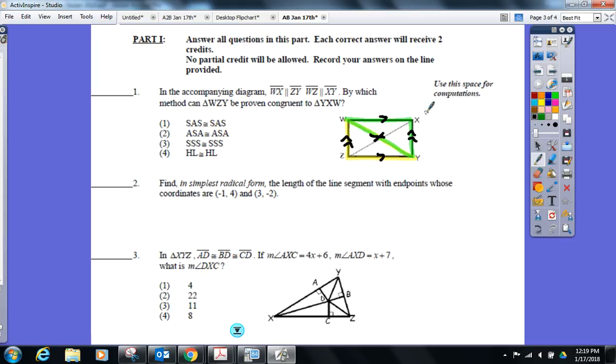Anybody see those special types here? There's alternate interior. Name a pair of alternate interior angles. ZWY. Yep, right here with WY. Nice job. I got a pair of alternate interiors right there. Okay, so I got a pair of sides. I got a pair of angles.